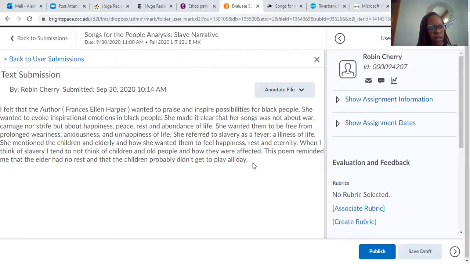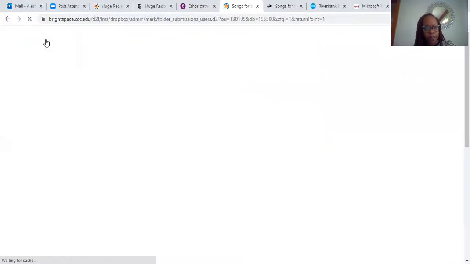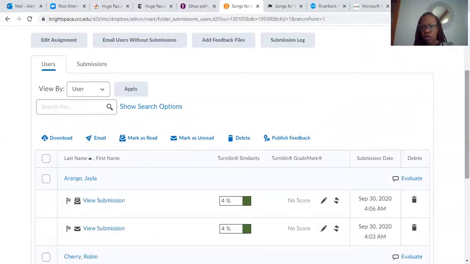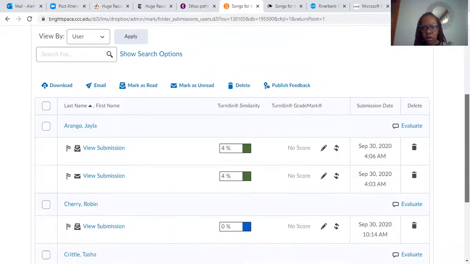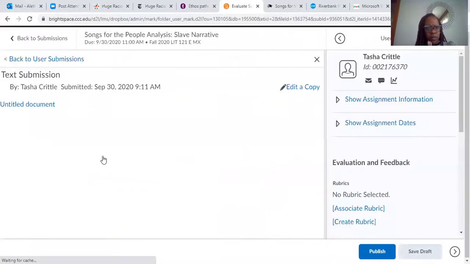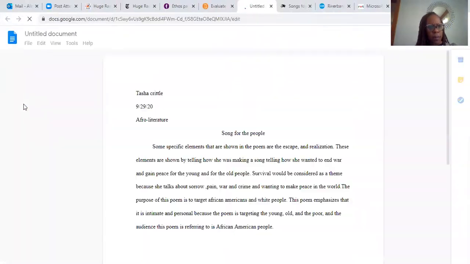This poem reminded me that the elder had no rest and their children probably didn't get allowed to play all day. Okay, that's good. All right, let me look at one more or a couple more before kind of picking up the discussion on figurative and literal meaning in the text. Let me see. See if this will let me look it up.